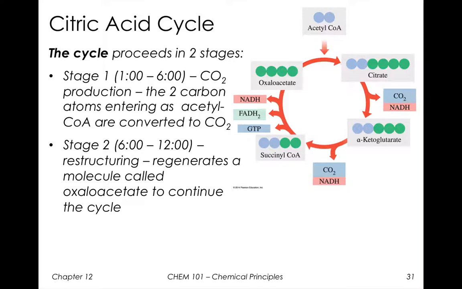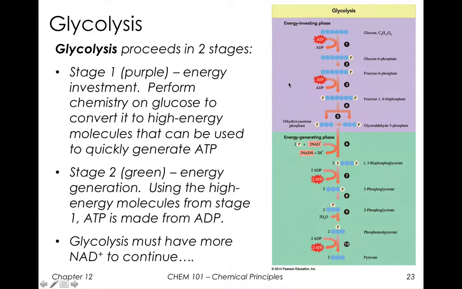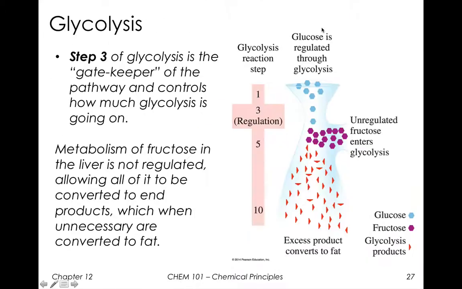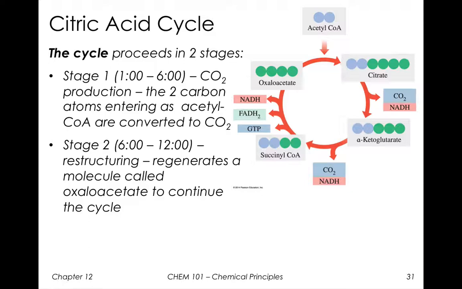I'm realizing here, as I'm pointing to these spheres, that when we had our picture of glycolysis, I flip back for a second, these are carbon atoms. I think I maybe mistakenly said that these were glucose molecules. This is a glucose molecule made up of 6 carbon atoms. So I just want to make sure to correct that.